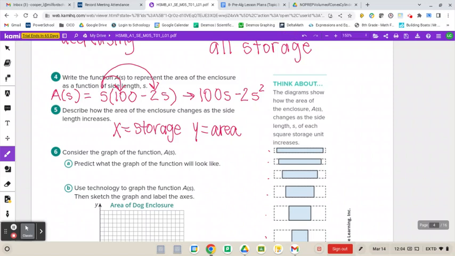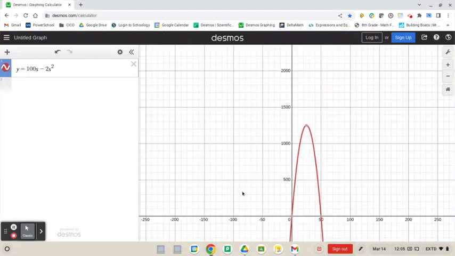Wouldn't that area stay the same no matter what you do to it? Because never mind. No. Talking about the total? And then when we type it in, this tells us the maximum we can get out of our enclosure by still having storage units, right? If I didn't have storage units, I could just make the whole thing 100 and whatever, but that's not going to work. Okay.